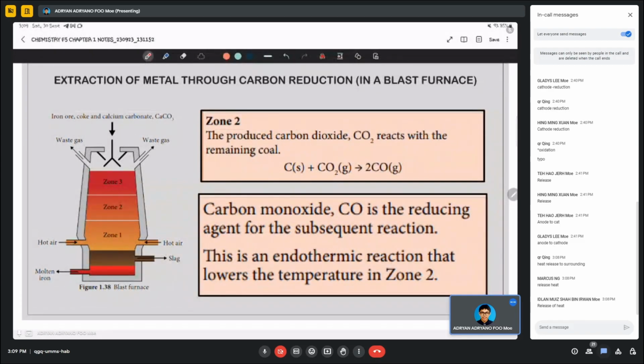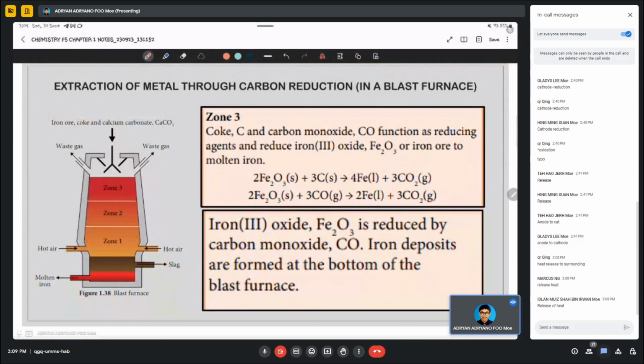Okay, then what happened? Zone 3. The coke from before plus the carbon monoxide from zone 2. Where does the carbon monoxide come from? From zone 2. It will react with iron 3 oxide to form molten iron. So this iron 3 oxide is reduced by the carbon monoxide.